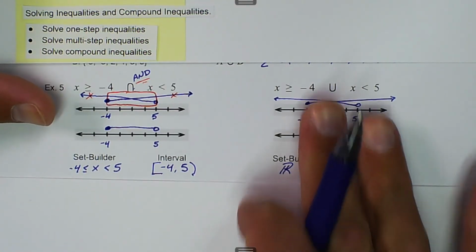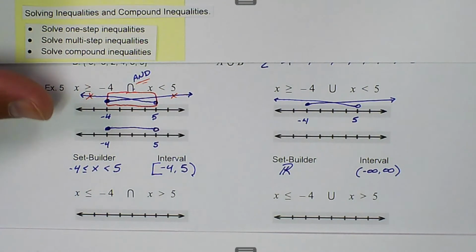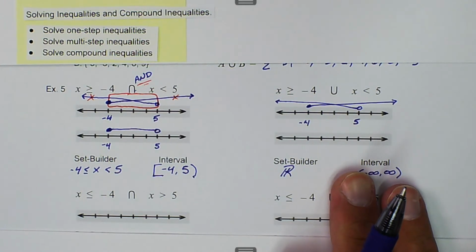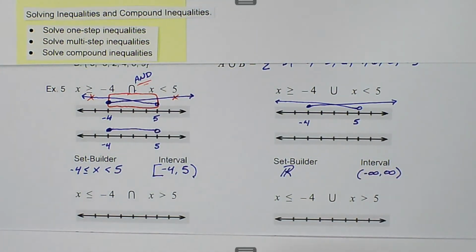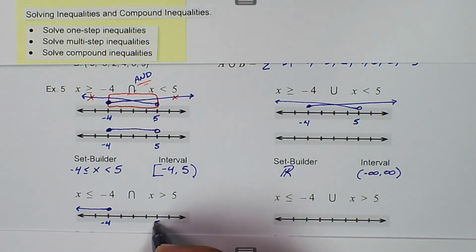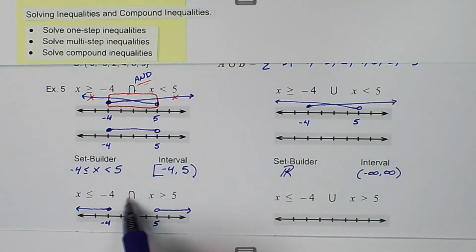Two more examples. Okay. So we have the same examples from above, except the inequality direction has changed. So here, we're still going to be at -4. And we're going to have a closed dot, and it's going to go to the left. And here we're going to have 5, and we're going to have an open dot, and that one's going to go to the right.